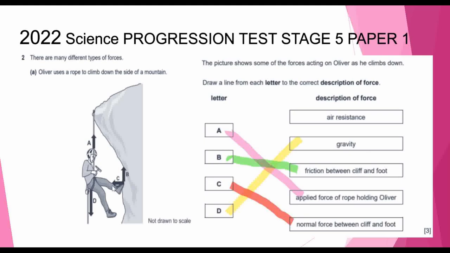Letter C is a normal force between the cliff and the foot. Normal force is always perpendicular to the surface. So this is the surface of the cliff, and this is the normal force. Letter D is gravity.